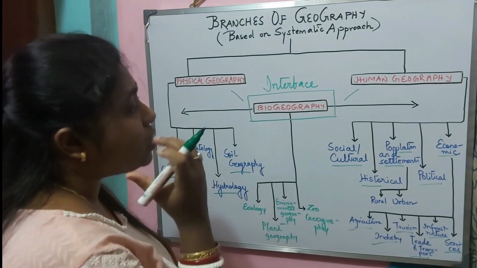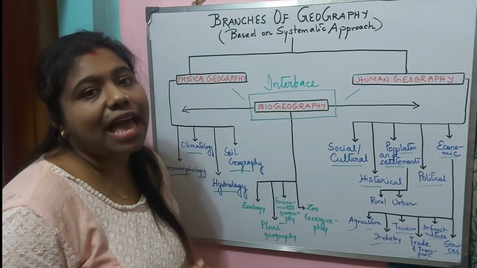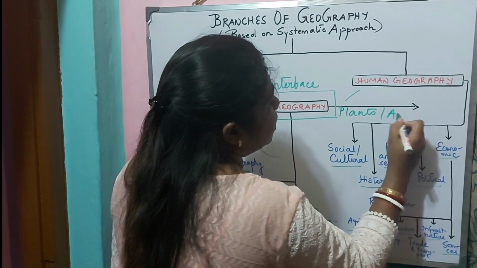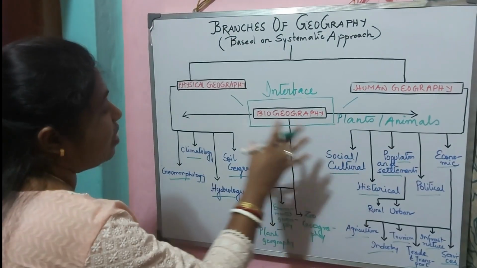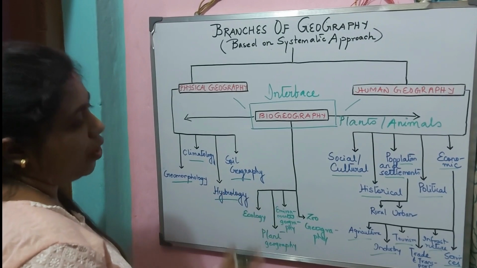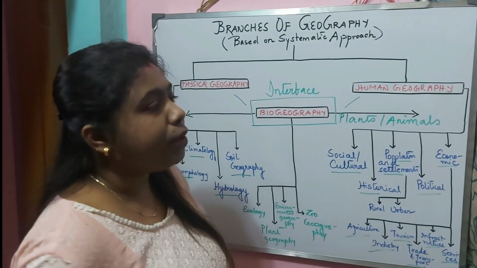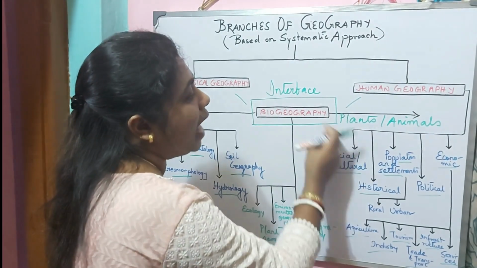Biogeography means the study of plants and animals, right? So we are studying the plants and animals. Now, plants and animals are very important for the physical environment, and also very important for human beings, because human beings are dependent on the plants and animals.